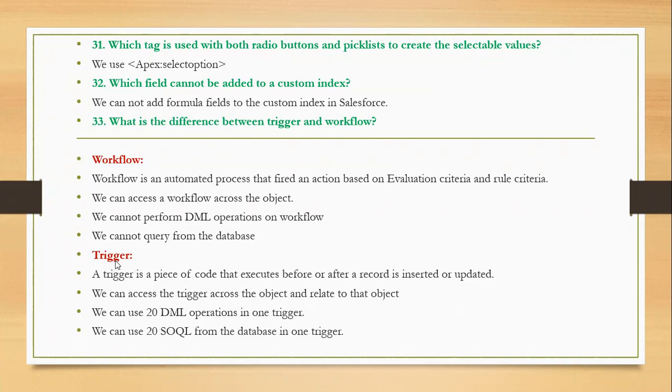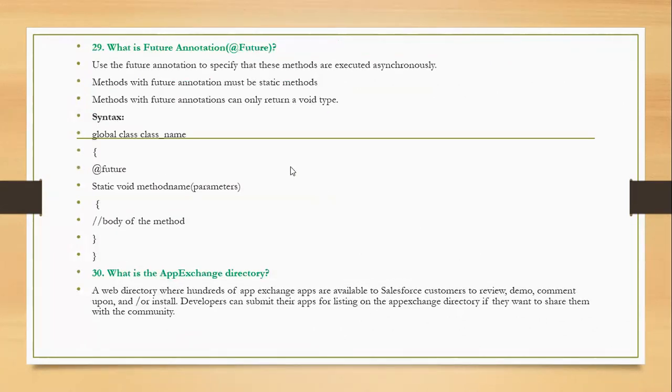Next question. Triggers: a trigger is a piece of code that is executed before and after a record is inserted, updated or deleted. We can access across objects and related objects in a trigger. We can use DML operations in a trigger. We can use SOQL queries from the database in a trigger.